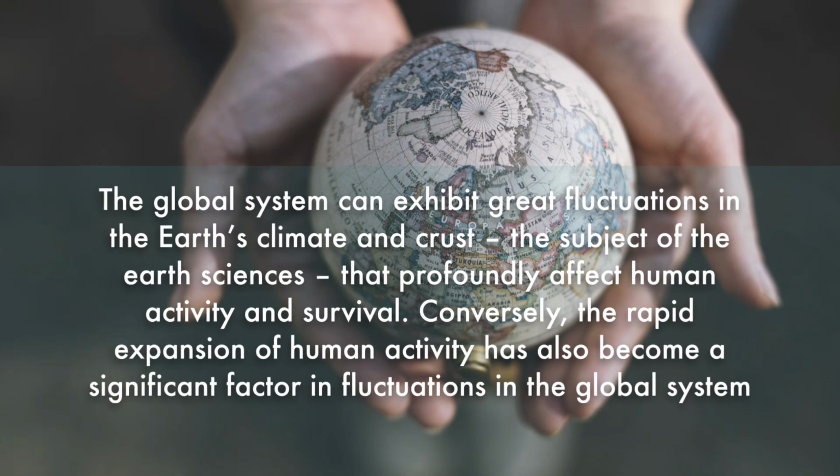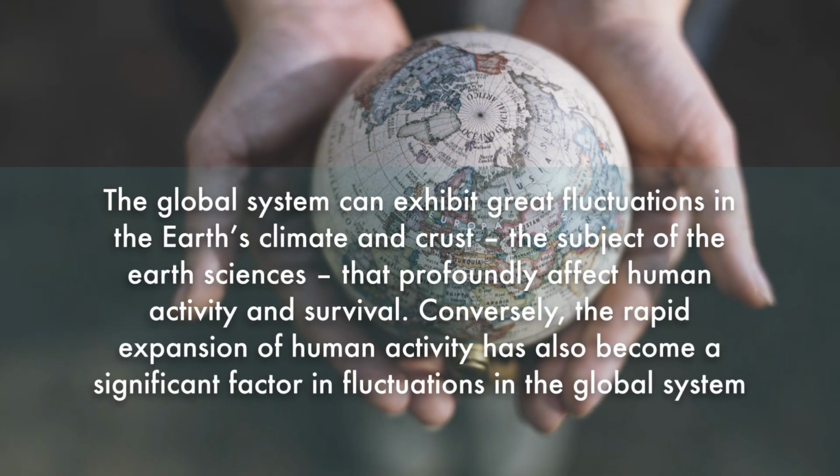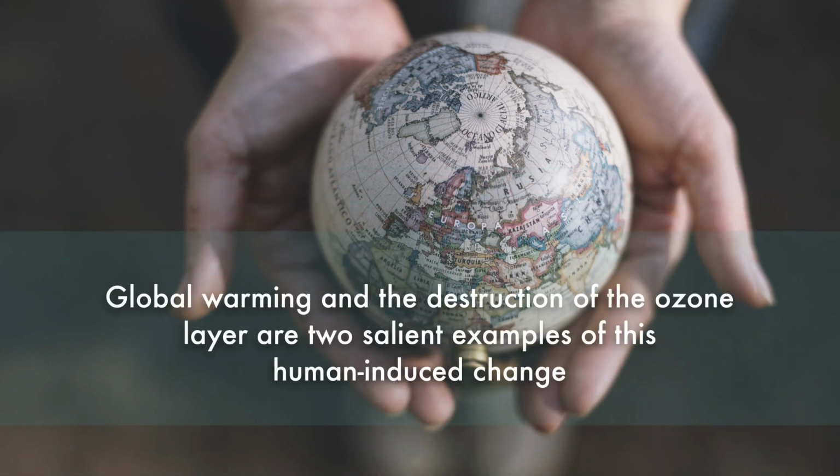Conversely, the rapid expansion of human activity has also become a significant factor in fluctuation in the global system. Global warming and the destruction of the ozone layer are two important examples of human-induced changes in our global system.